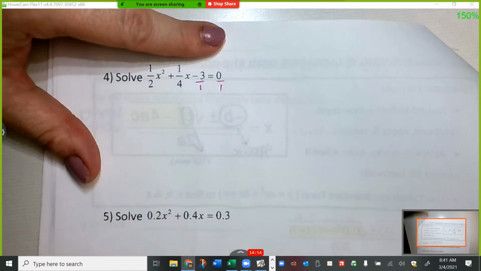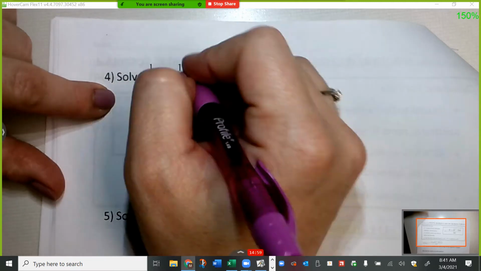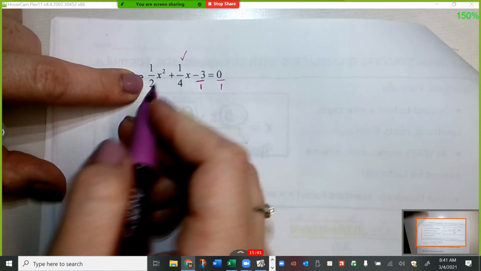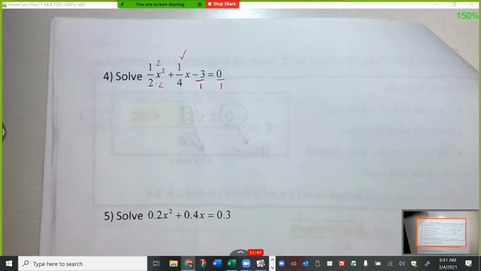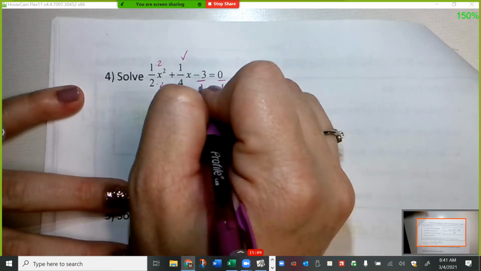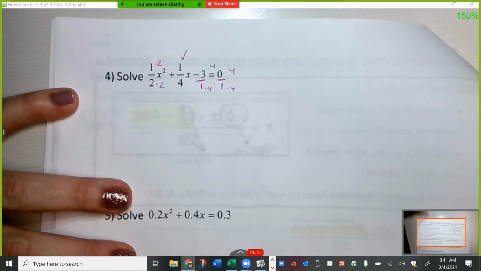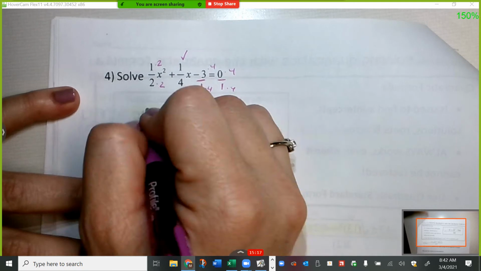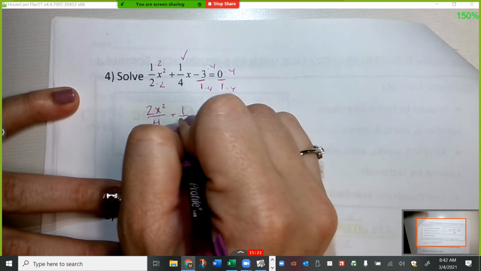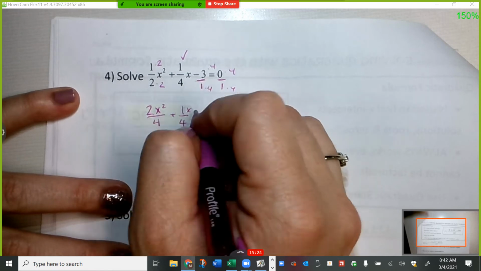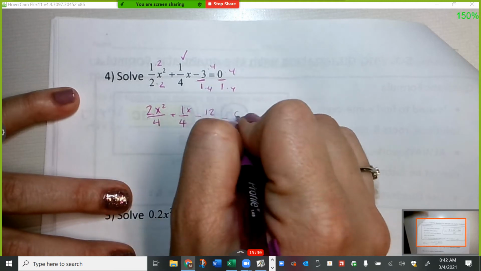Okay, so I need all the denominators to be a 4. So this is already 4. How do I make a 2 turn into a 4? And what I do at the top, I have to do at the bottom, and what I do at the bottom, I have to do to the top. That's what keeps it equal. Okay? Here, a 1, I'm going to have to multiply by 4. And so 1 times 2 is 2x squared over 4. This was already over 4. Now negative 3 times 4 is negative 12 over 4. And then equals technically 0 over 4.